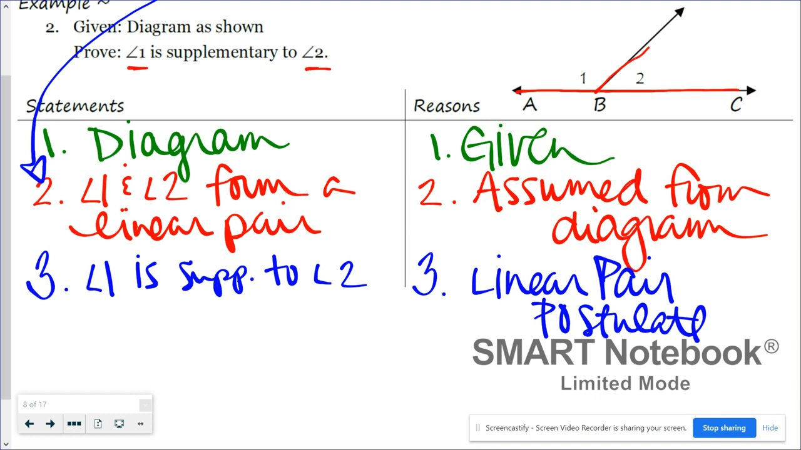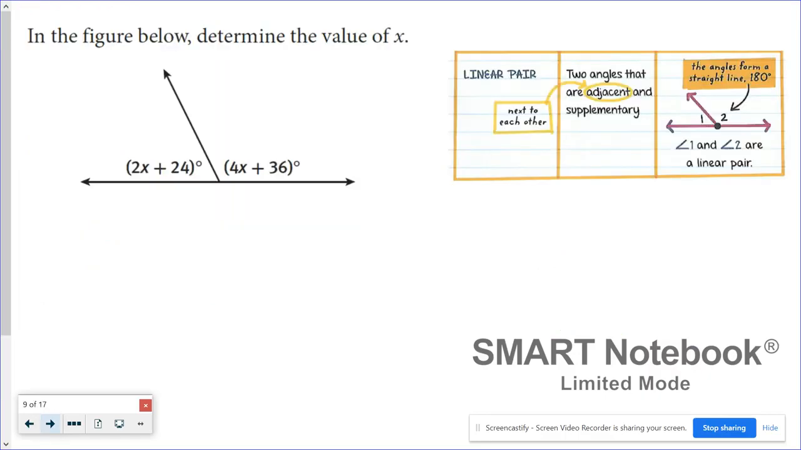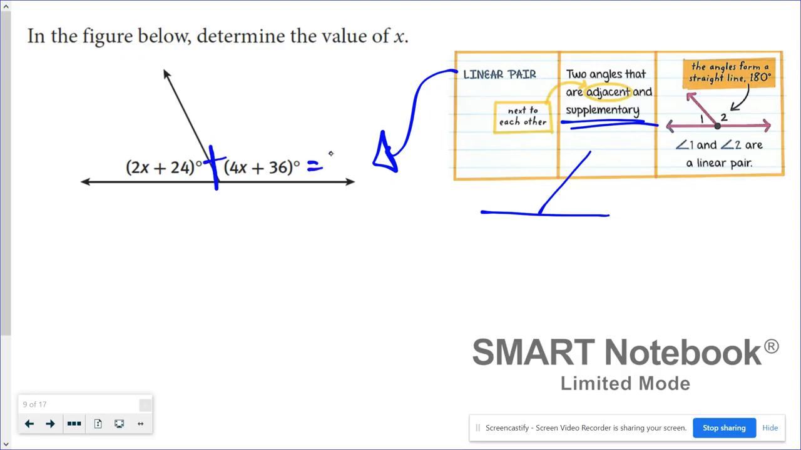Okay, so let's apply this. In the figure below, determine the value of x. What I see here is a linear pair. I have a line that's been split into a pair of angles, and I know that linear pairs are supplementary. So I'm going to create an equation where I show that. These two angles, when I add them together, I get 180.